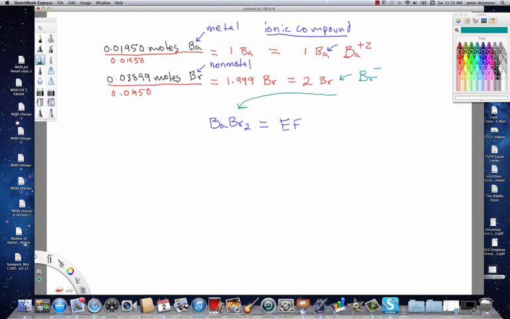So remember, in the case of an ionic compound, the empirical formula most often is also the molecular formula. So in this problem, we have not only found the empirical formula for barium bromide, but we also found the molecular formula.